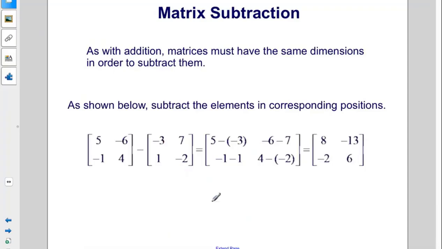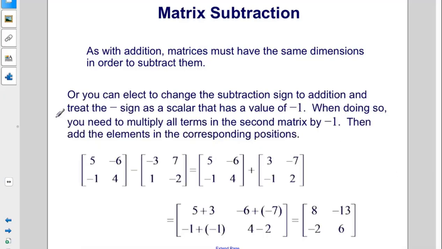As with addition, matrices must have the same dimensions in order to subtract them. As shown below, subtract the elements in corresponding positions. Alright, so we take this 5, we subtract negative 3, and we get 8. Here we take negative 6 minus 7, giving us negative 13. Negative 1 minus 1 is negative 2, and 4 minus negative 2 is 6.